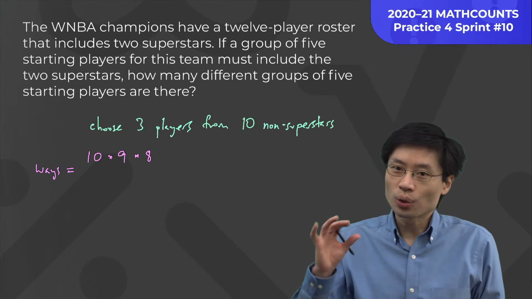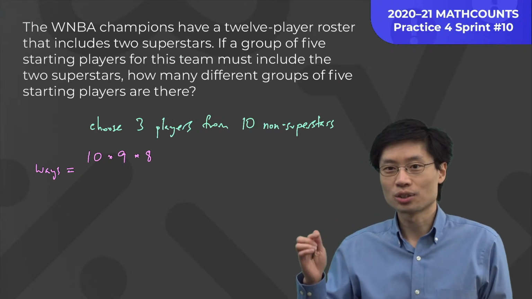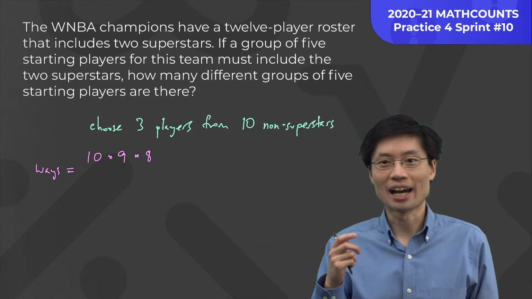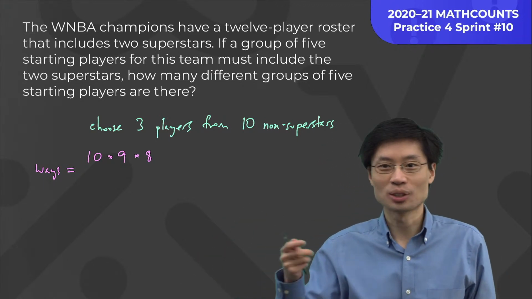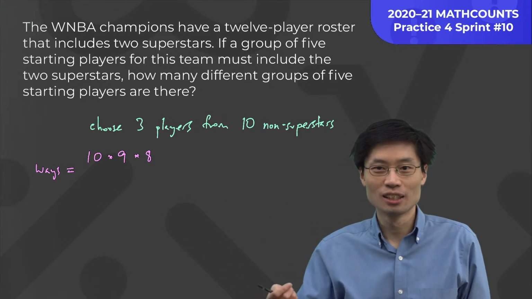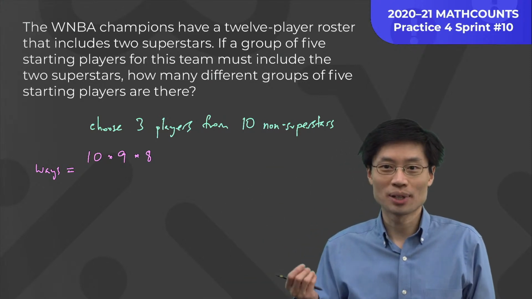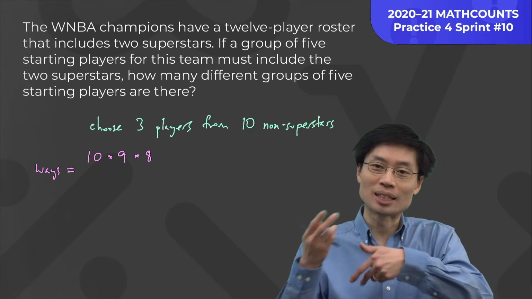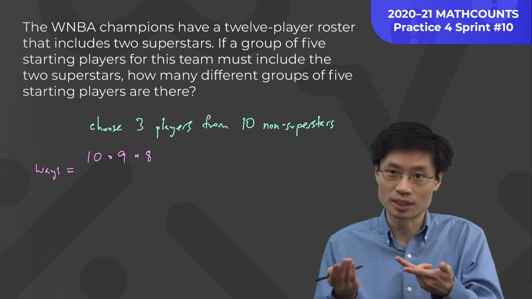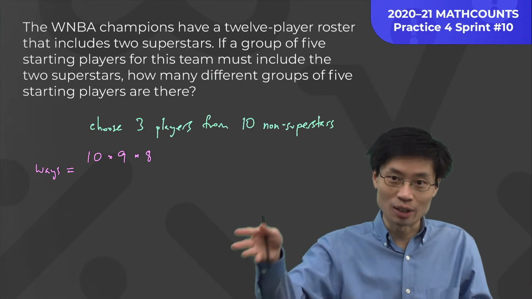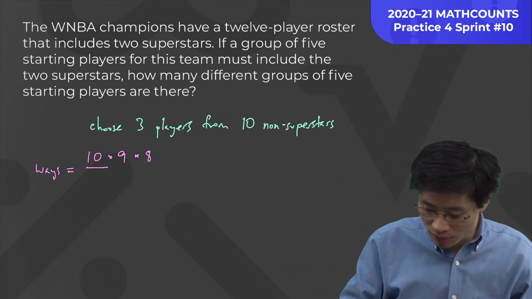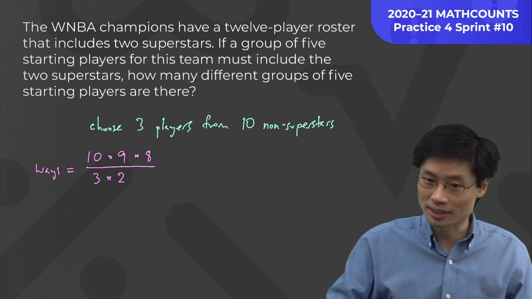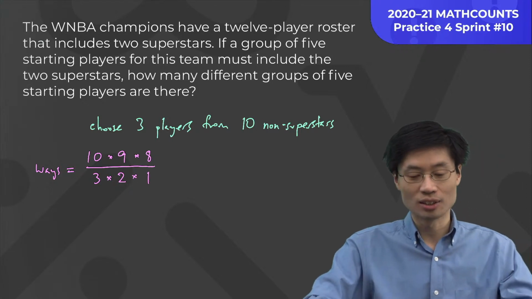No, because order matters here. You see, if I chose, I don't know, Alice, Betty, and Claire, if I chose Alice first and then Betty and then Claire, that's actually the same setup as choosing Claire first and then Betty and then Alice. So I need to divide by the number of ways I could have rearranged these three people. And the number of ways I can rearrange three people is 3 ways to decide who's first, 2 ways to decide who's second, and 1 way to decide who's last.